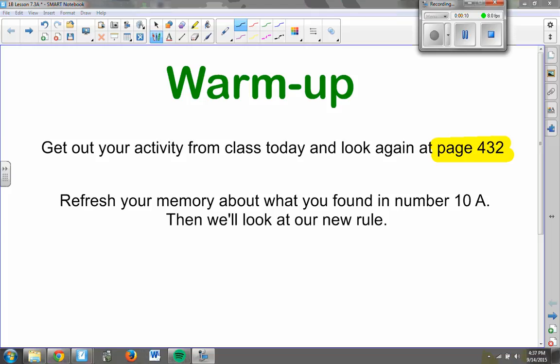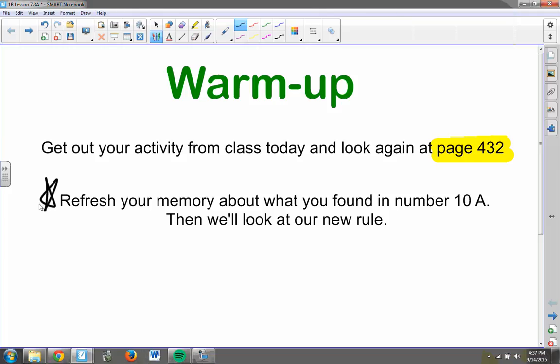We're going to be starting right around page 432, page 433, where you were in class today. So please open up your book to page 432, look again at the activity that you did in class, and just refresh your memory, whenever you get around to watching this, about what you found in number 10, letter A, that pattern, okay?